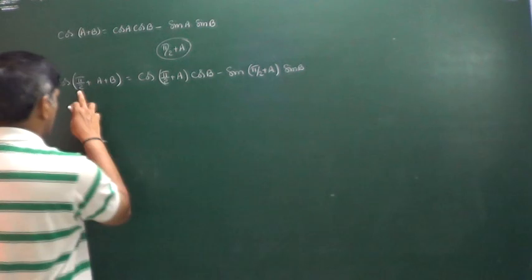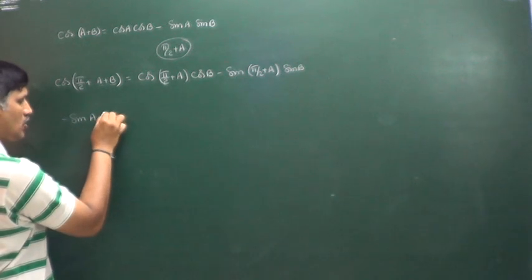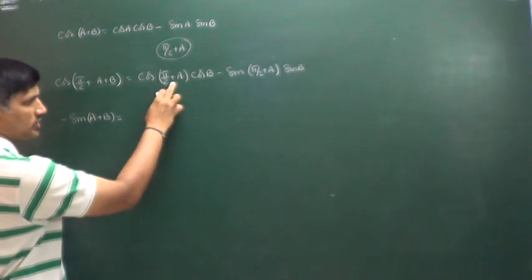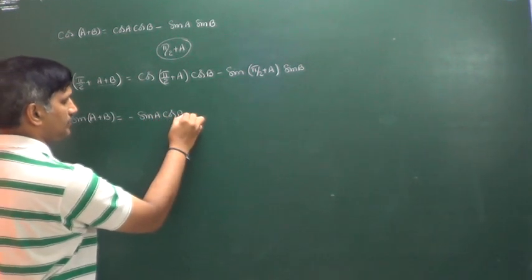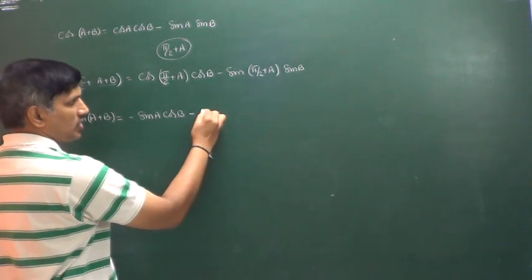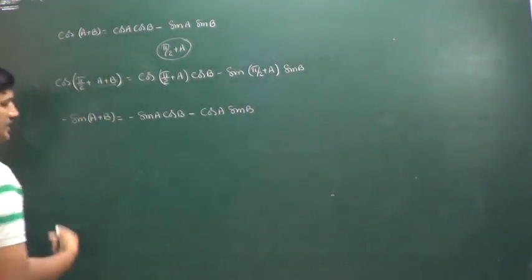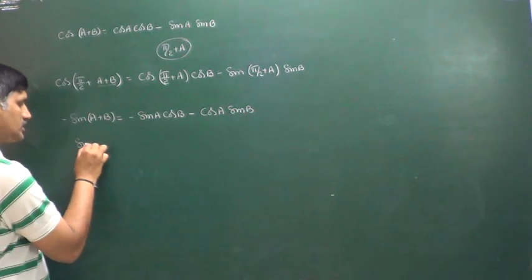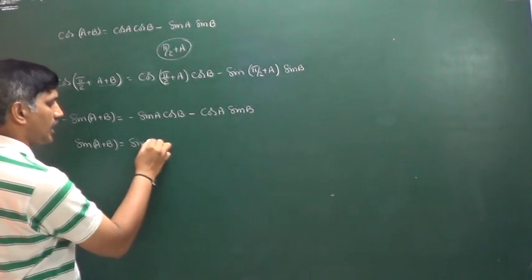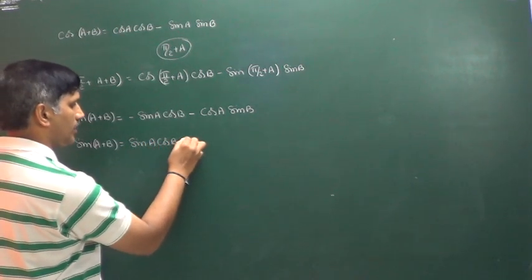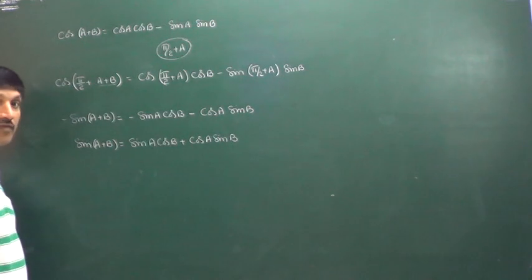Then what happens here? Cos 90 plus theta is minus sin theta. That's why minus sin of A plus B is equal to minus sin theta into cos B, whereas sin 90 plus theta is cos theta. That's why you will get cos A sin B. Both sides minus gets cancelled. We are getting sin of A plus B is equal to sin A cos B plus cos A sin B. That is the formula for sin of A plus B.